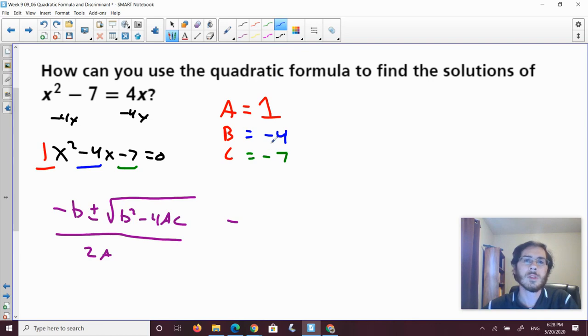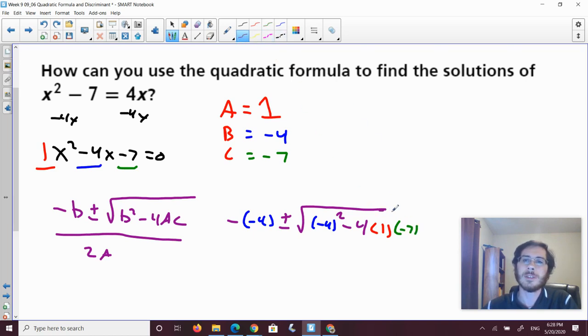Negative b, so b is negative 4. Plus minus is in purple because that's part of the formula. Same with this negative sign out front. Square root of b, so b is again -4. Squared is part of the formula, so I'm going to keep it in purple. Minus 4 is part of the formula, so it's in purple. a is red, so make that an a. And then we've got a -7 for c.